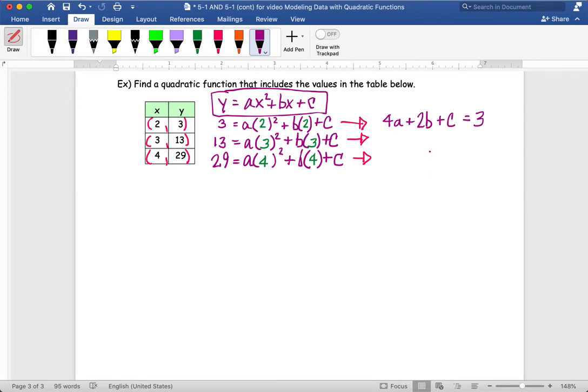Okay, please don't make those mistakes. I get students every year who make the mistake. I can't show it to you here because none of these are negative in the example. All right, 3 squared is 9. This becomes 9a.